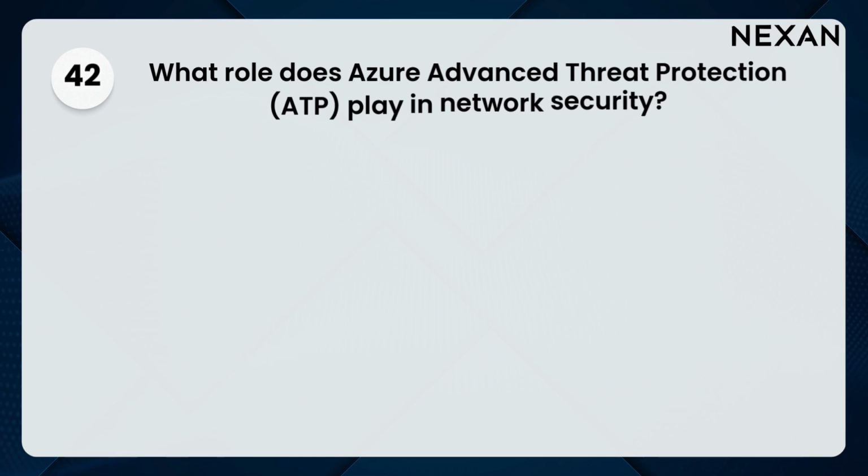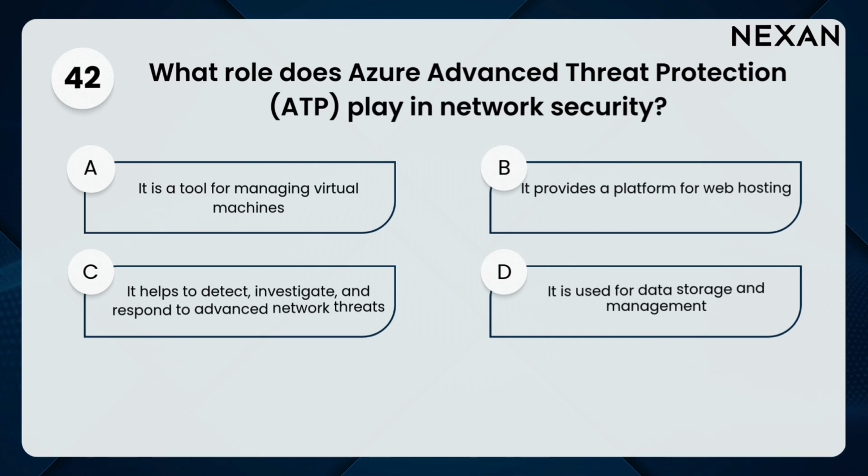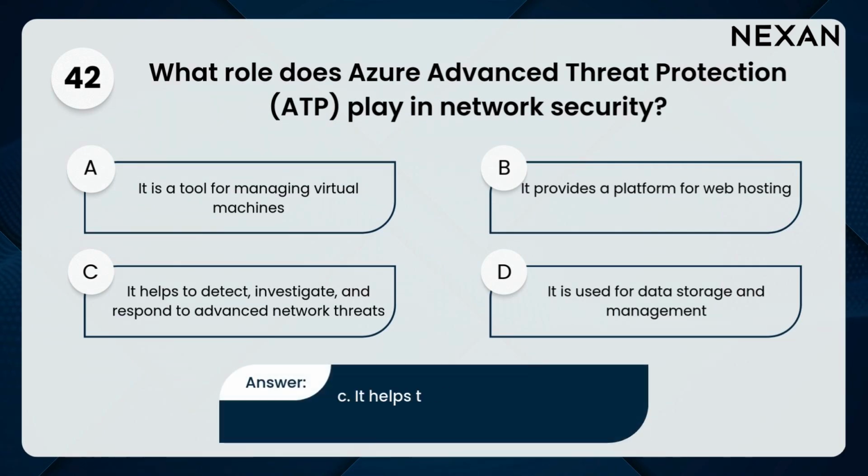42. What role does Azure Advanced Threat Protection, ATP, play in network security? A. It is a tool for managing virtual machines. B. It provides a platform for web hosting. C. It helps to detect, investigate, and respond to advanced network threats. D. It is used for data storage and management. Answer. C. It helps to detect, investigate, and respond to advanced network threats.